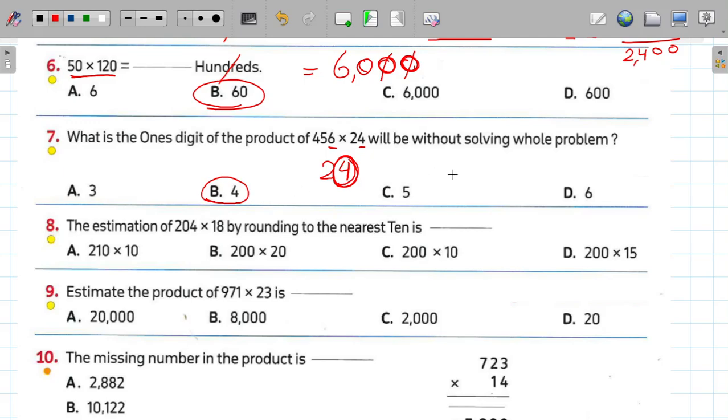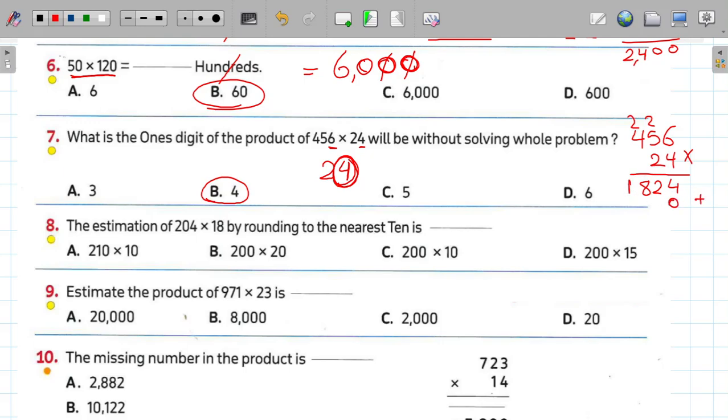So let's try to solve the whole problem to see if we are right or not. Okay, so I have 456 times 24. Okay, so 4 times 6 equals 24, so I will write 4 and carry up 2. 4 times 5 equals 20 plus 2 equals 22, so I write 2 and carry up 2. 4 times 4 equals 16. 16 plus 2 equals 18. So I have here 18.